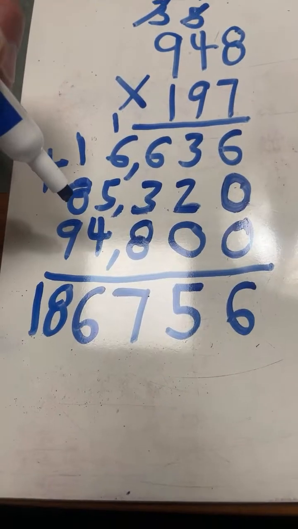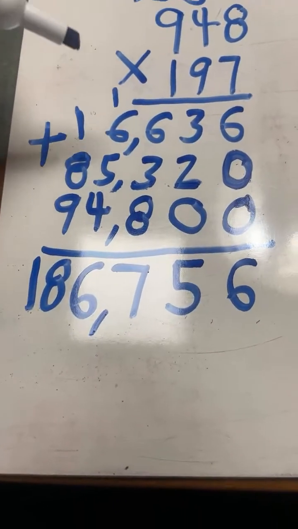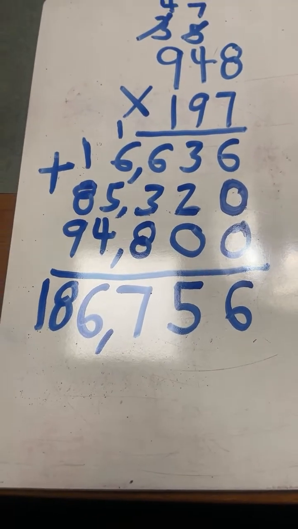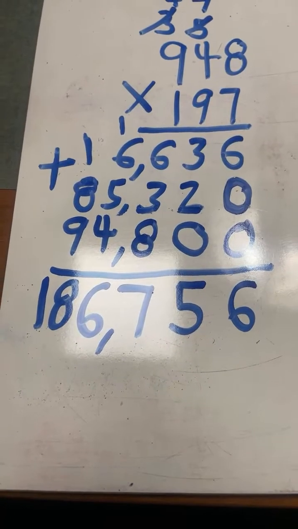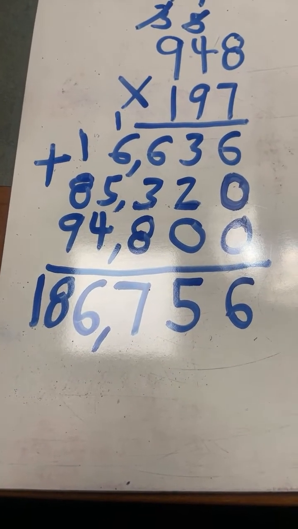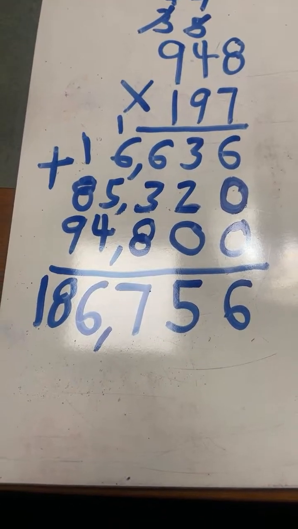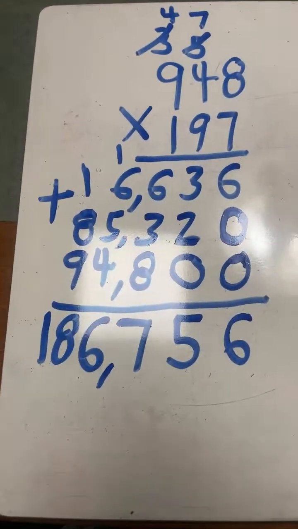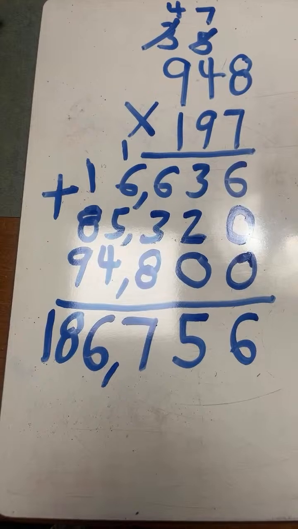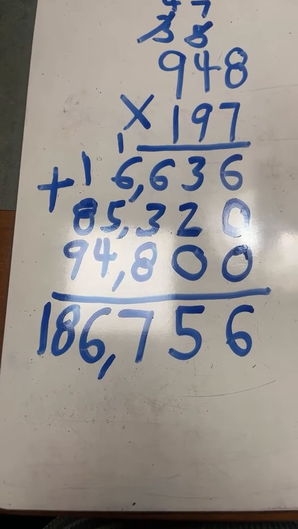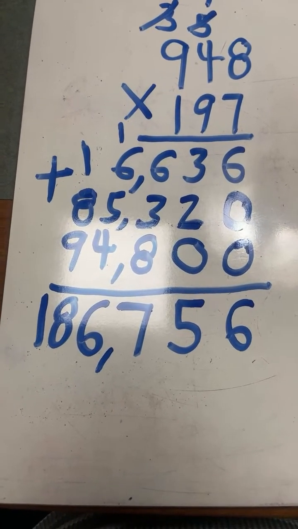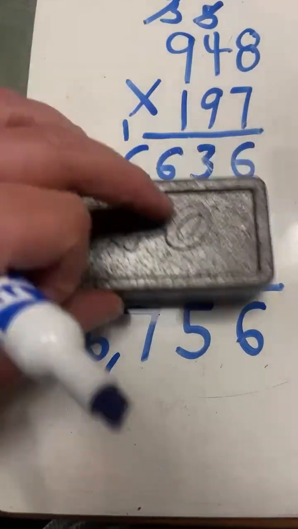And we have our final answer. 948 times 197 equals 186,756. All right, going on to the next example problem. Shout out to the person in the chat. He was correct. He got the correct answer.